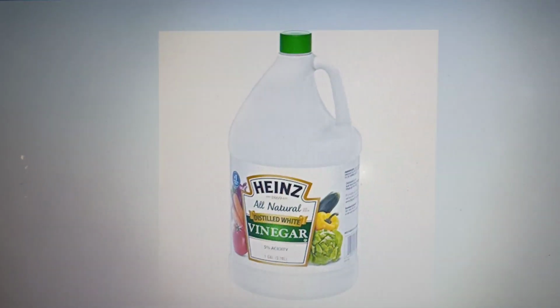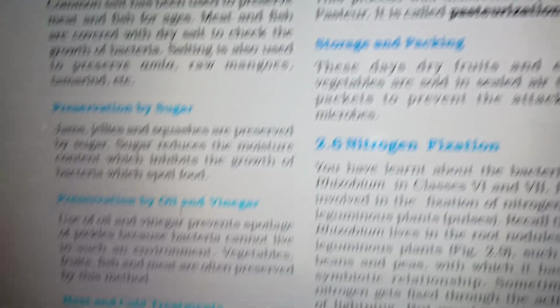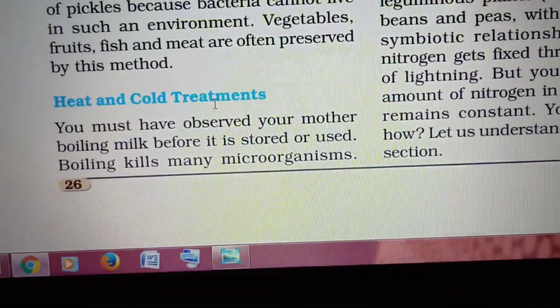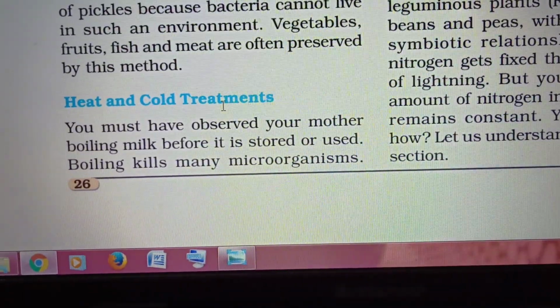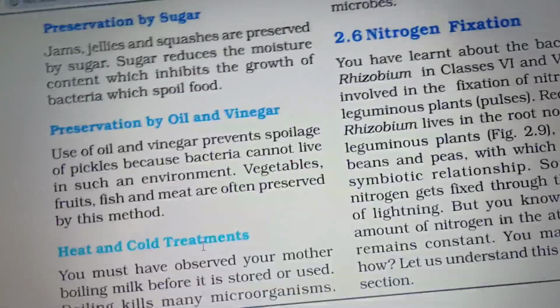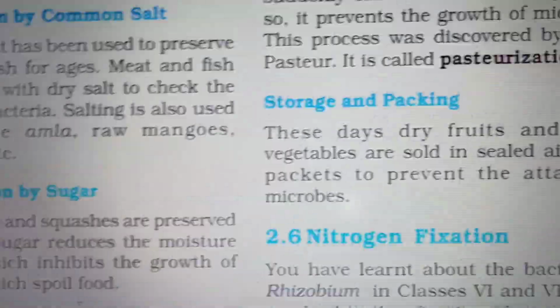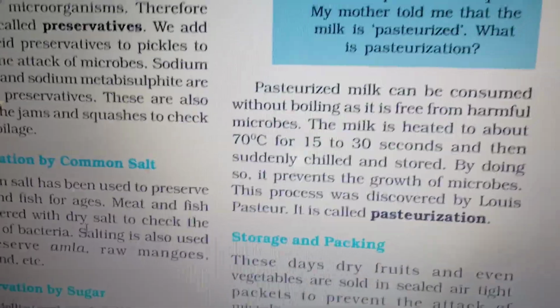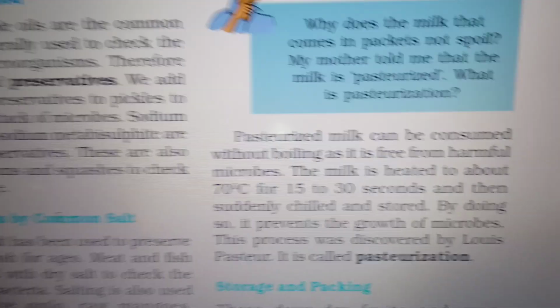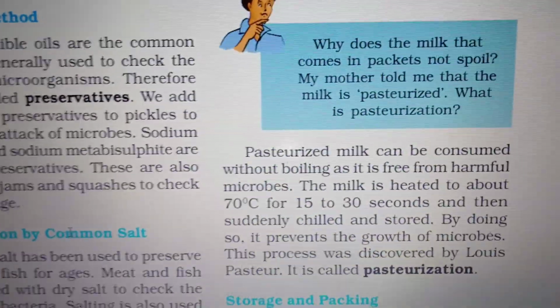And then we'll see heat and cold treatment. That is very important. Boiling milk before it is stored or used kills many microorganisms. We keep our food in the refrigerator at a very low temperature. That will stop the growth of microorganisms. That is why we keep some of our food in the fridge.